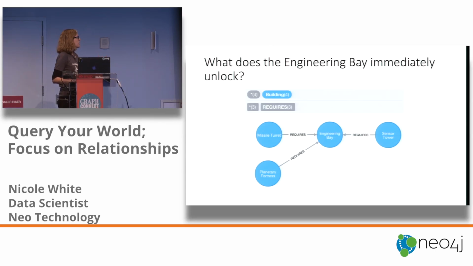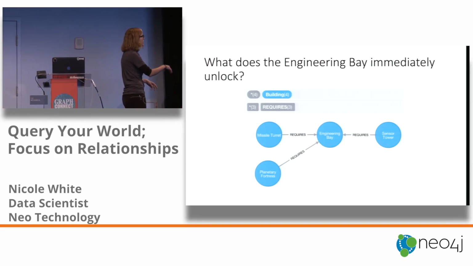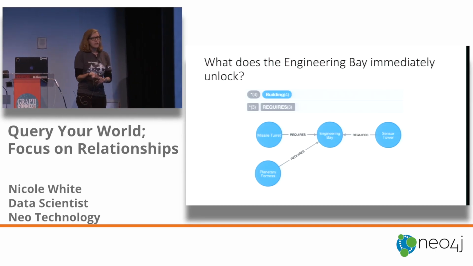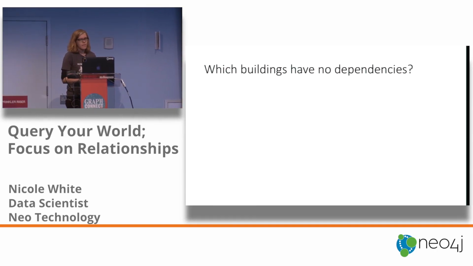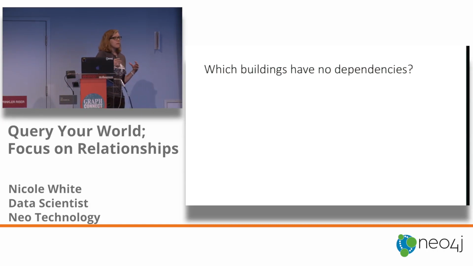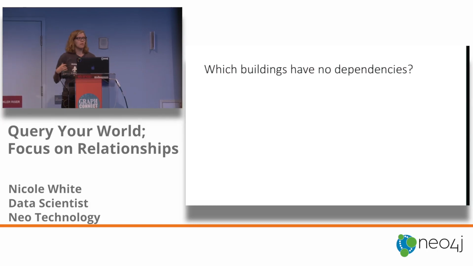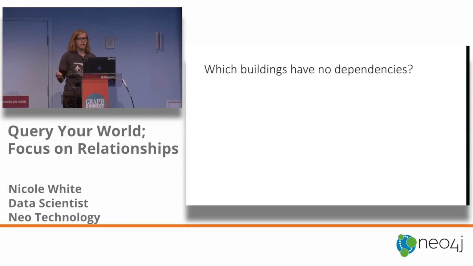Right, but yes, to answer the question, it'd be very easy to also write a query: which buildings and units does the engineering bay unlock? That's an easy query to write. So which buildings have no dependencies? Which buildings can we build right away without having anything else on the map?